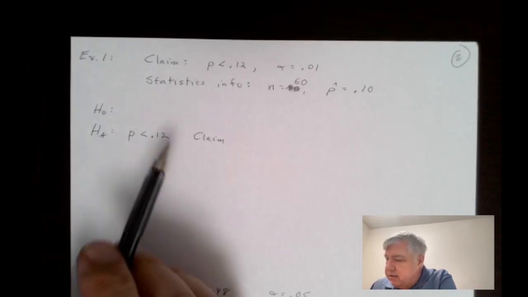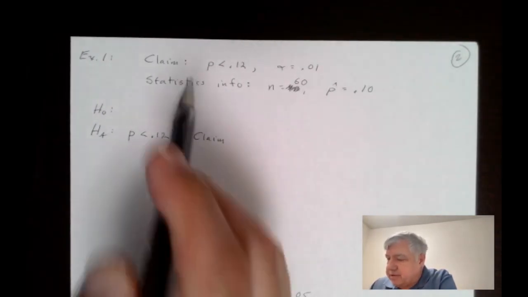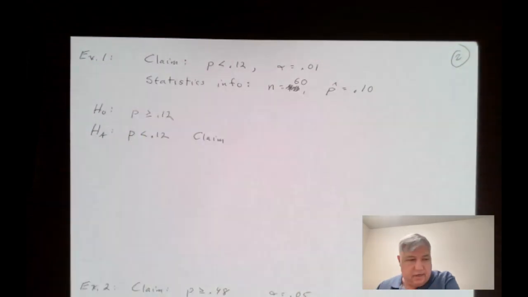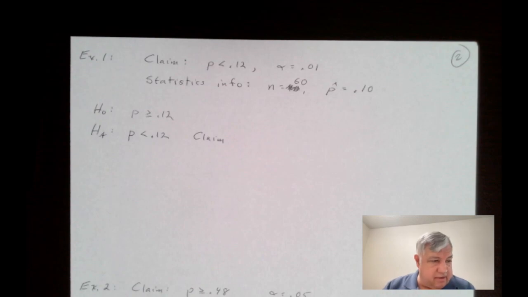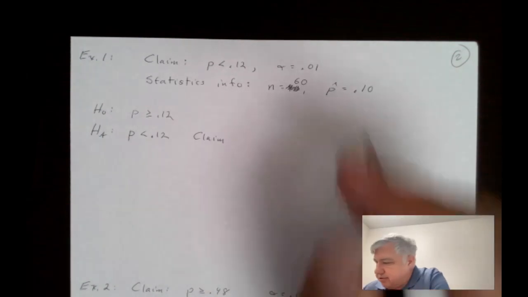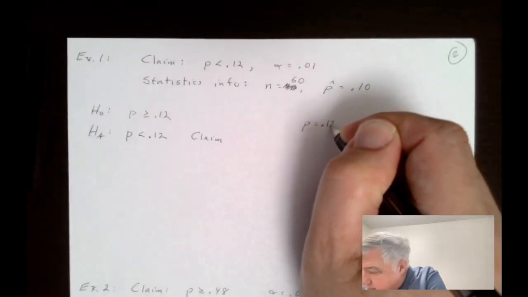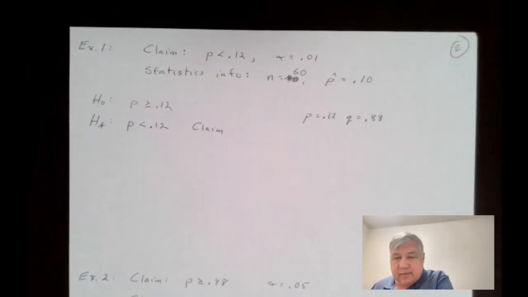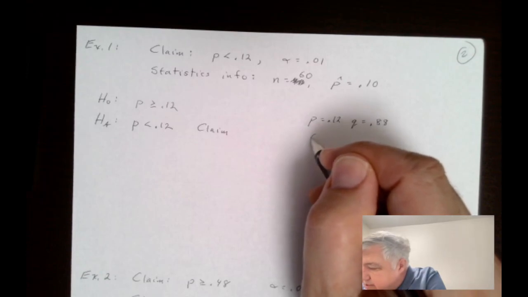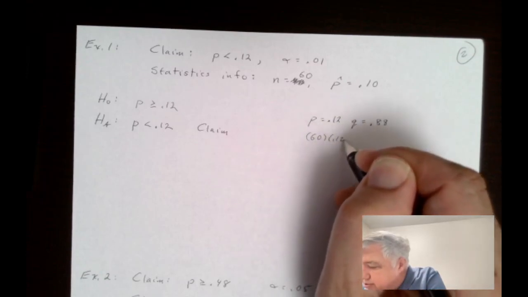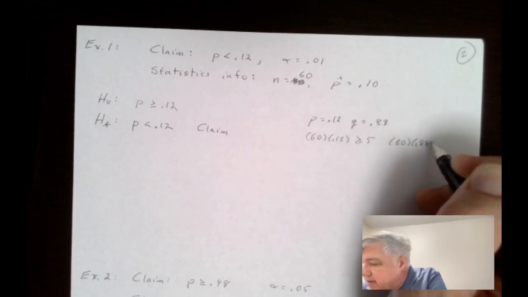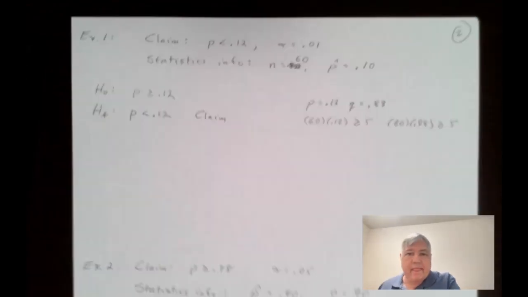Which means that our null hypothesis is the complement of that: p is greater than or equal to 0.12. That allows for the fact that we're assuming p is equal to 0.12, and q would be 1 minus that, which would be 0.88. And you can check that 60 times 0.12 is greater than or equal to 5, and 60 times 0.88 is greater than or equal to 5. So we're good to go.